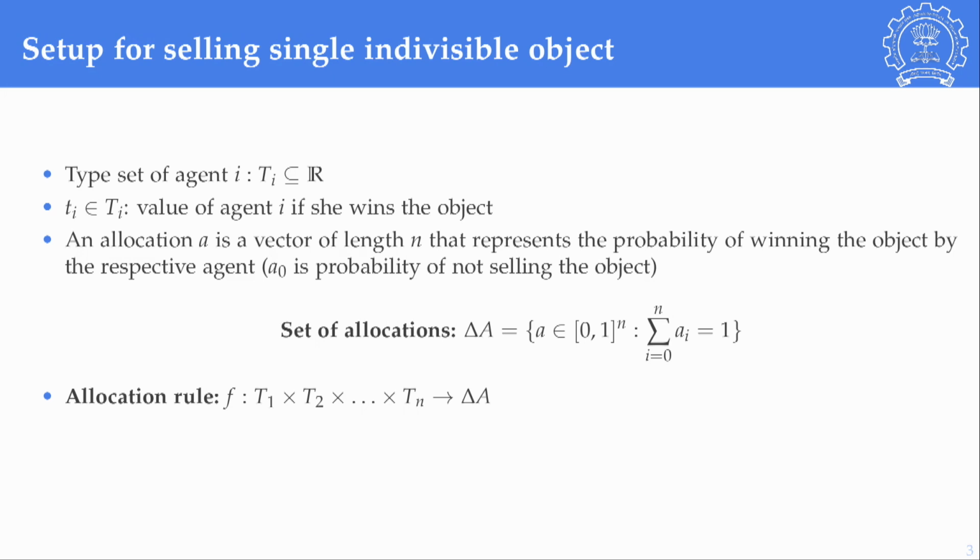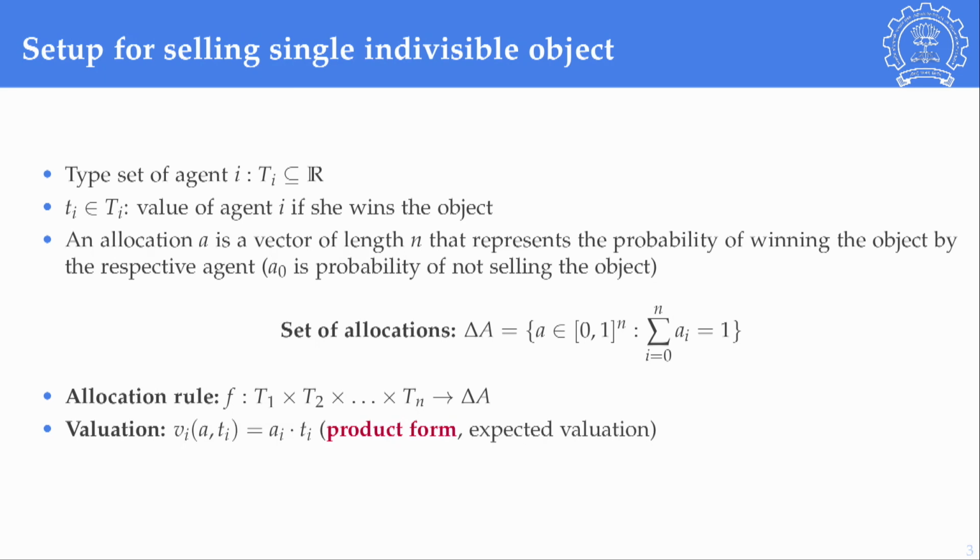Now the allocation rule has to take these numbers, each of these numbers from each of these agents, like before, and it will map it to an allocation. So such an allocation is just giving a vector of probabilities of allocation to different agents. Okay. So it may also have some probability for not selling the object.